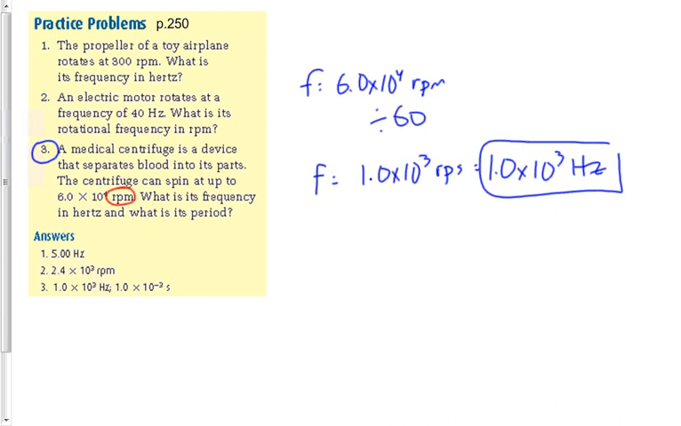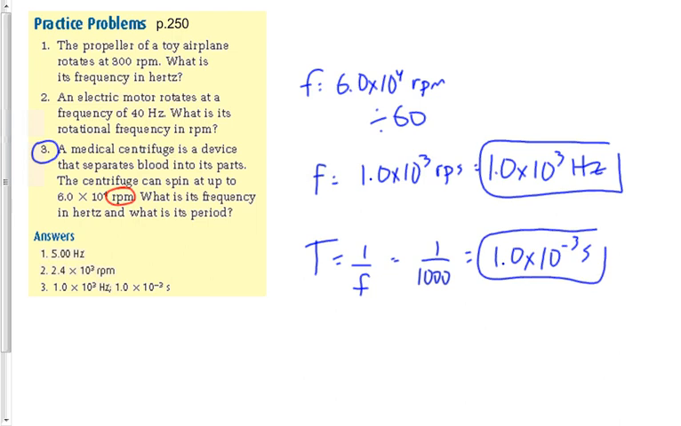All right, now we want to find the period. Haley, how am I going to find the period? Yeah, 1 over the hertz, 1 over the frequency. So 1 over 1,000, which is 1.0 times 10 to the negative 3. And the units of that would be seconds. Right?